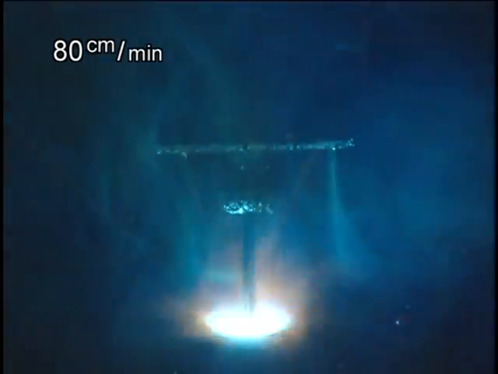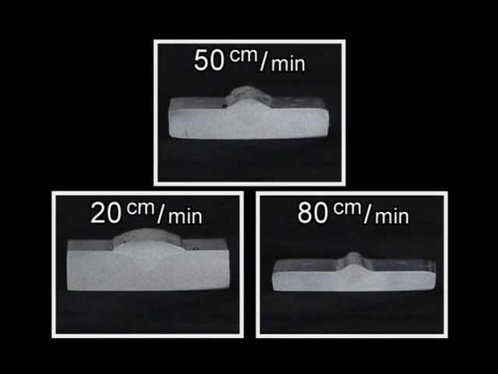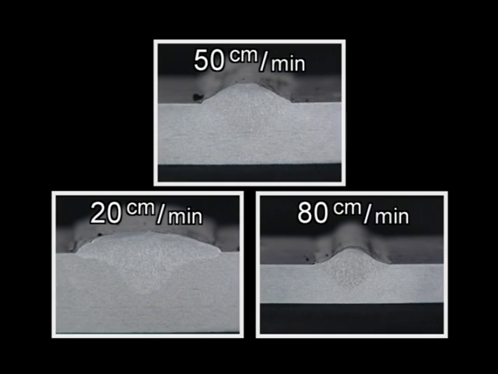If the travel speed is too fast, the arc moves ahead of the weld pool and defects such as lack of fusion or undercut might occur. Here we have the 3 samples of a weld macro section. These show weld penetration increases at lower travel speeds and decreases at higher travel speeds. The travel speed can be used as a good parameter to control the heat input and wire deposition rate into the base metal.